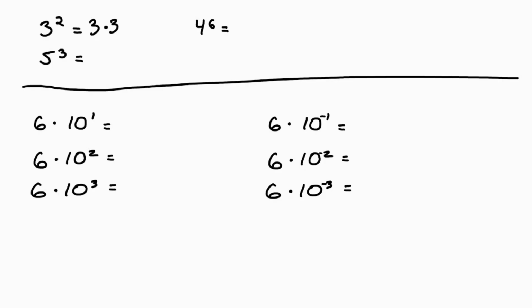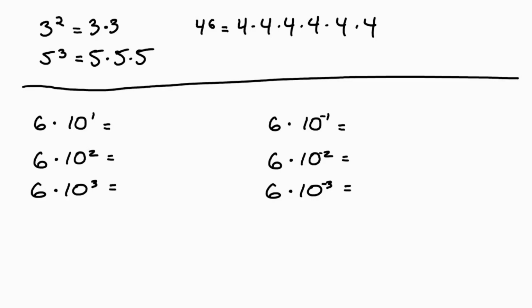Well, what about 5 to the third power, or 5 cubed? Well, it just means 5 times 5 times 5. And 4 to the sixth, 4 times 4 times 4 times 4 times 4 times 4. So the exponent just actually represents how many times that you're writing the number.